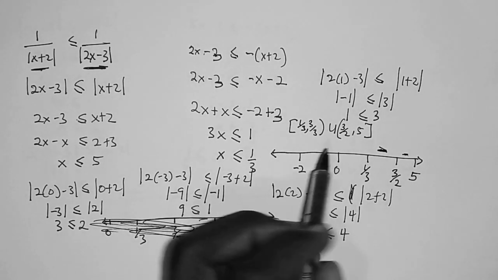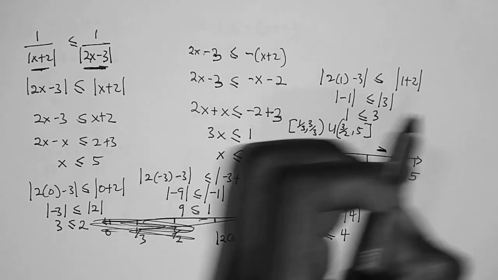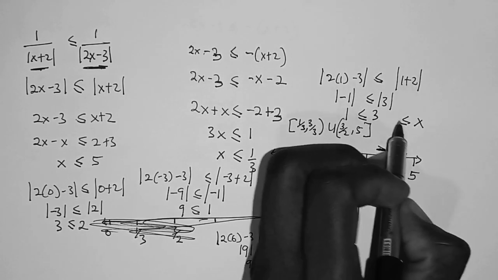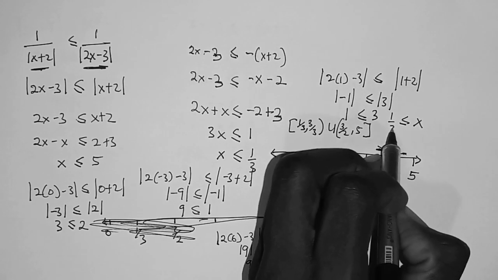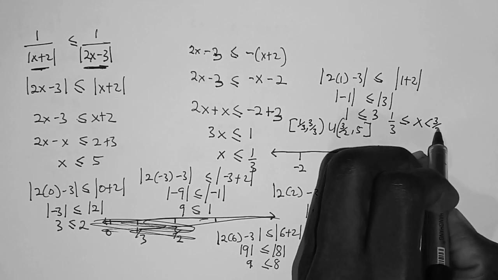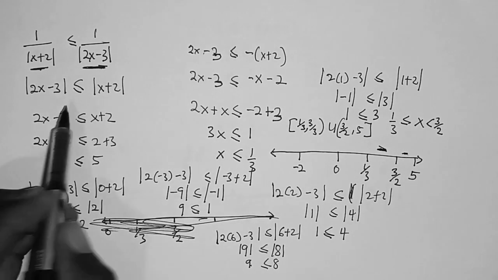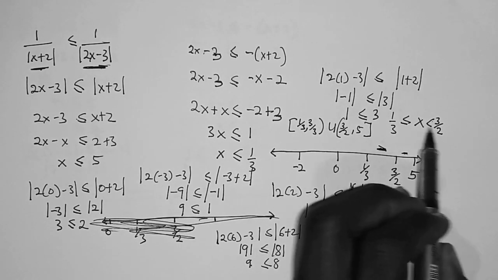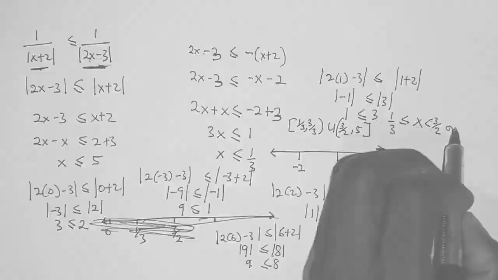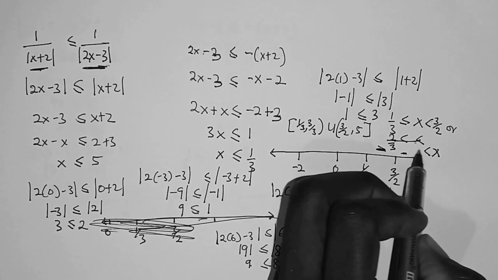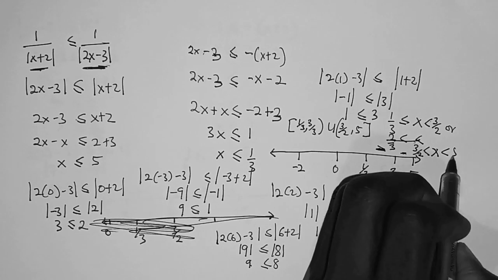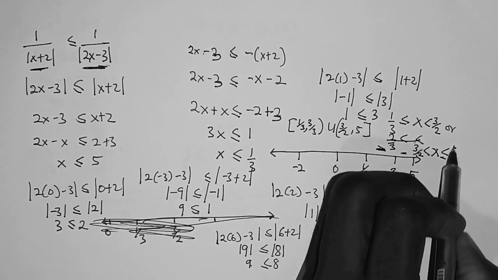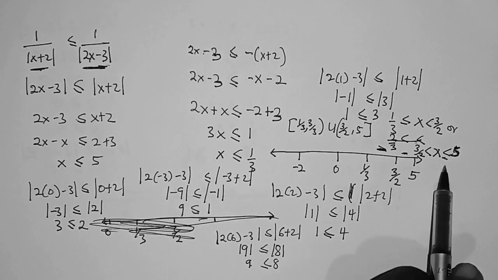So this is how it's going to be like. In terms of inequalities, x is greater than or equal to 1/3 but less than 3/2. It is less than 3/2 because the value of x cannot be equal to 3/2, so you don't need to bring less than or equal to. Or x is greater than 3/2 but less than or equal to 5, because 5 is one of the solutions.